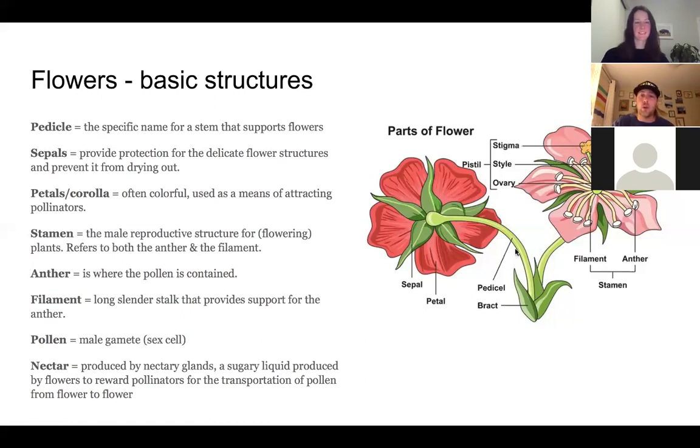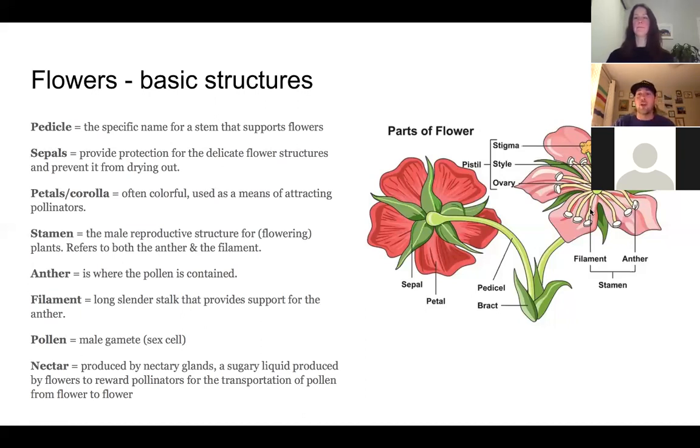So then we want to talk about the male structure of the flower, and all in all, it's called the stamen. That is the male part of the reproductive structure, and it refers to both the filament and the anther. The anther is where the pollen is found. It's right at the tip, and it is held up by a slender stalk called the filament.